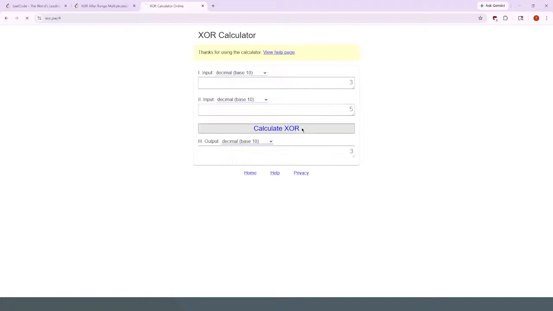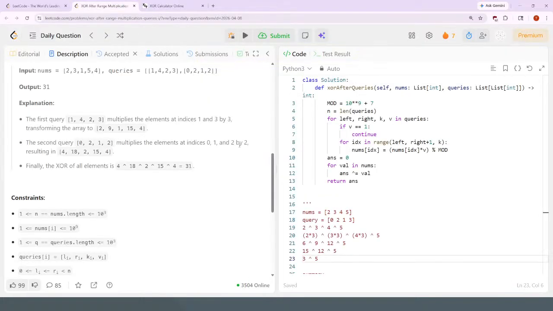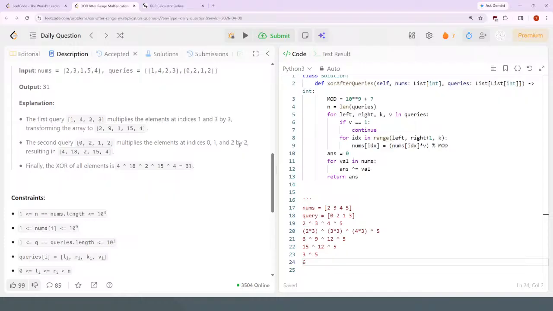I should probably be better at this. 6. So this ended up all being 3, huh? 3 XOR 5. 2 XOR 3.